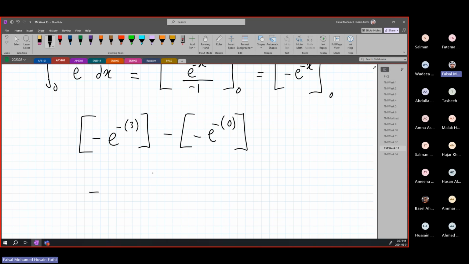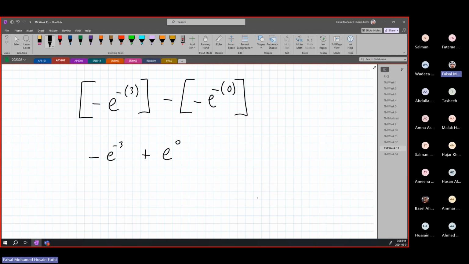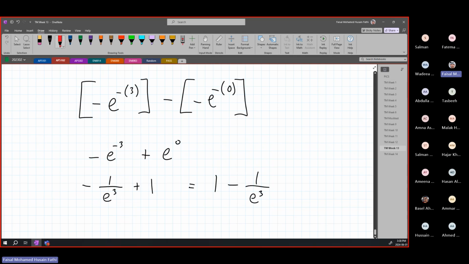So this is going to be minus e to the power of minus 3. Minus and minus becomes plus e to the power of 0. E to the power of 0 is 1. So it's going to be minus 1 over e power 3 plus 1. Or in other words, 1 minus 1 over e to the power of 3. All I did was, because we have a minus here, we took it to the denominator.